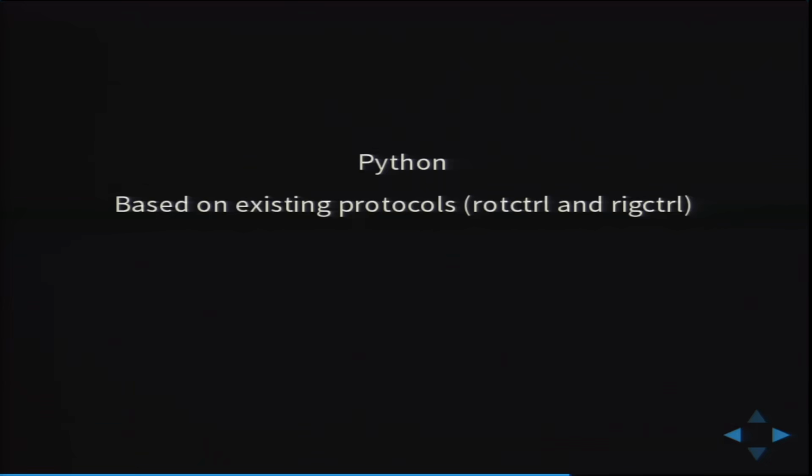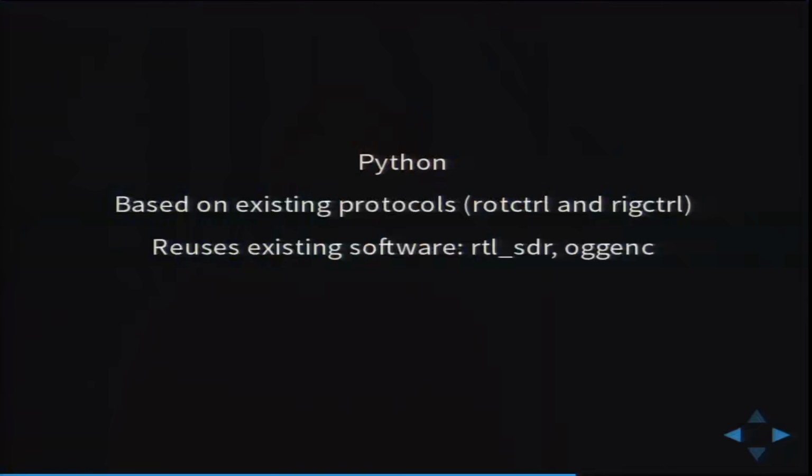Rotctl is a protocol that enables us to connect with a rotator and send commands in order to move it. And rigctl is the protocol that helps us connect with the radio and change the frequency, which is really useful for Doppler shift calculations. And also, we didn't want to build the software-defined radio software from scratch, because it was practically impossible. So we use existing software such as RTL-SDR and Multimon, and we also use OGG for the encoding.